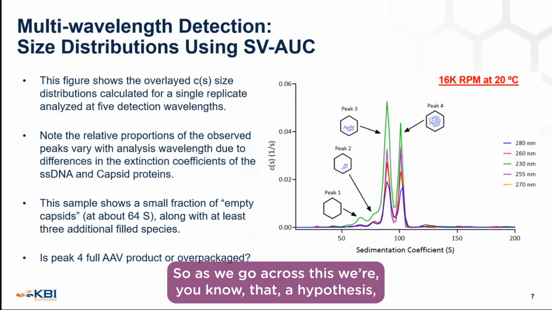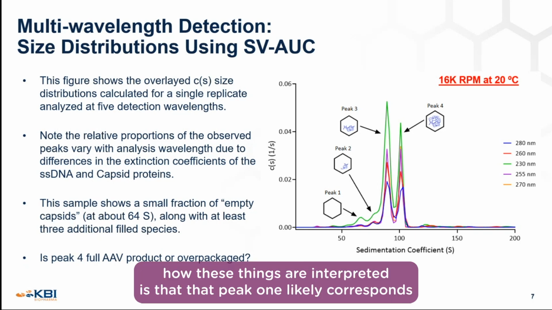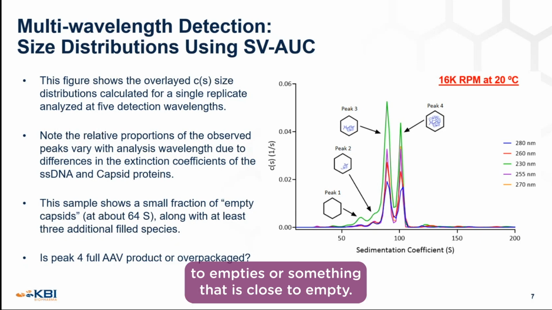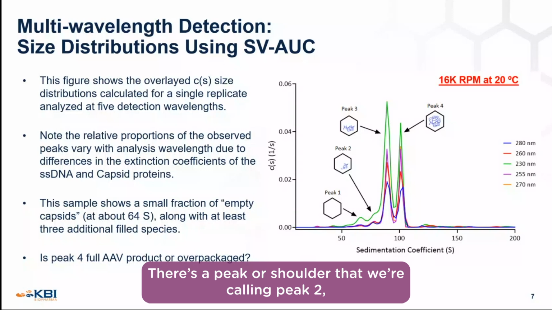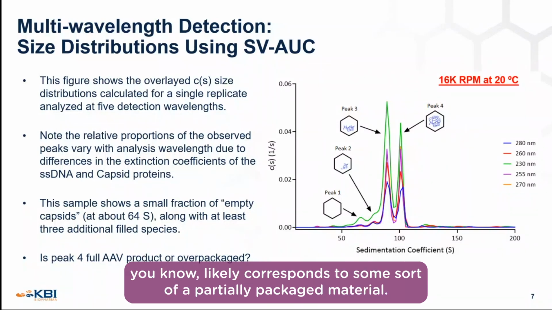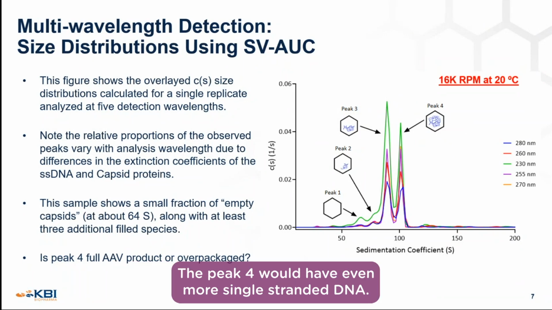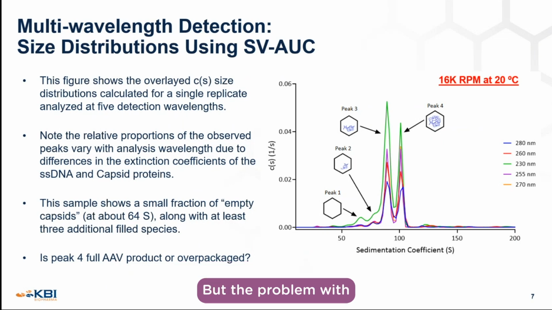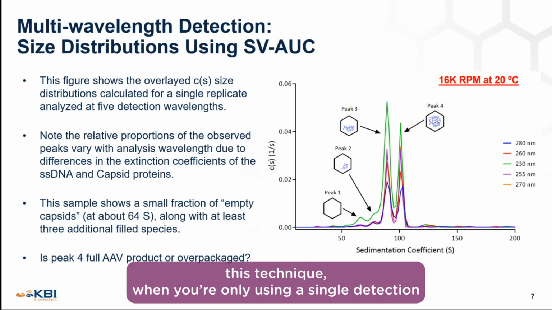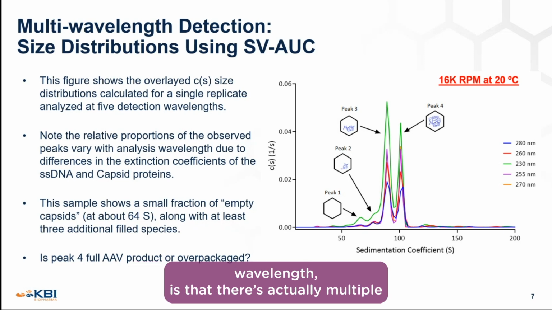So as we go across this, a hypothesis, a very reasonable one, and generally how these things are interpreted, is that peak 1 likely corresponds to empties or something at least close to empty. There's a peak or shoulder that we're calling peak 2, likely corresponding to some sort of partially packaged material. Peak 3 then has more single-strand DNA packaged, and peak 4 would have even more single-stranded DNA. But the problem with this technique when you're only using a single detection wavelength is that there's actually multiple hypotheses that are possible at this point.